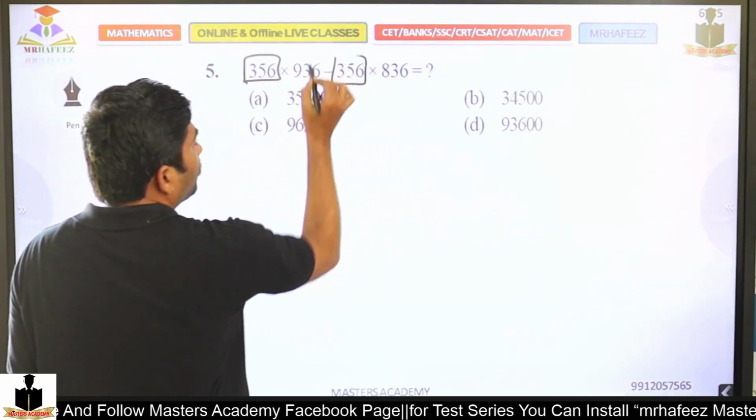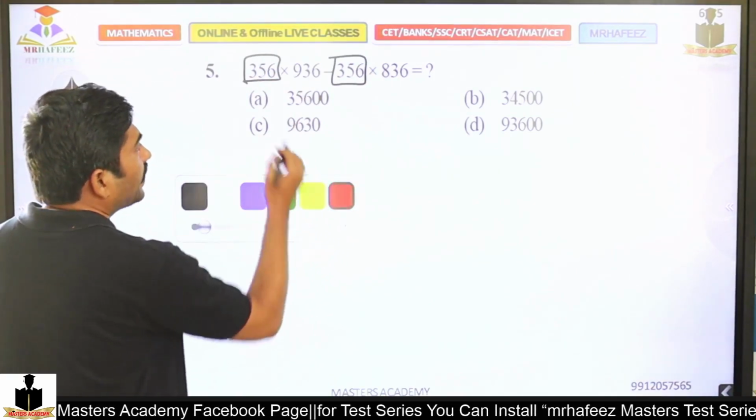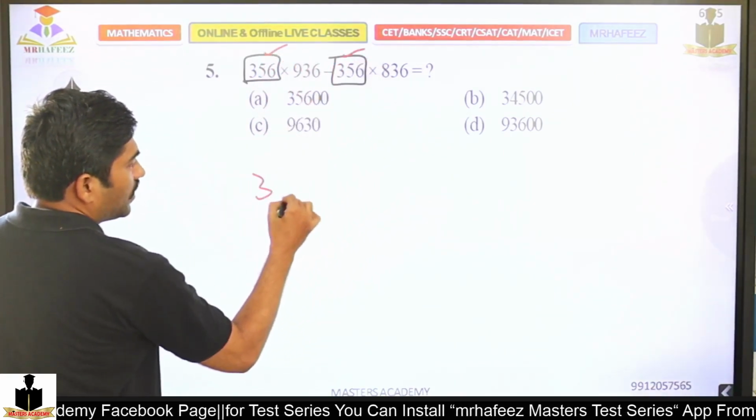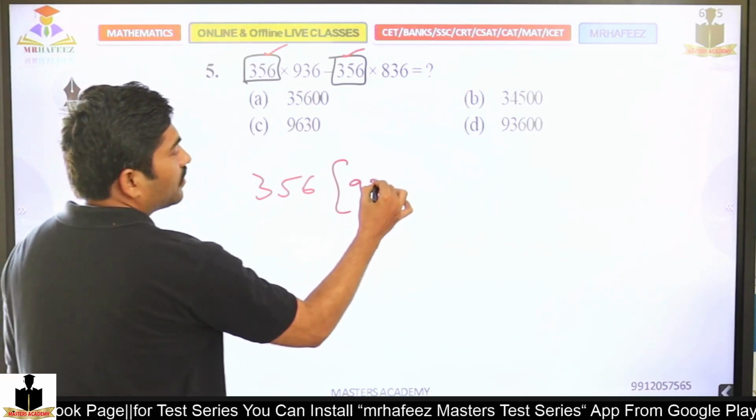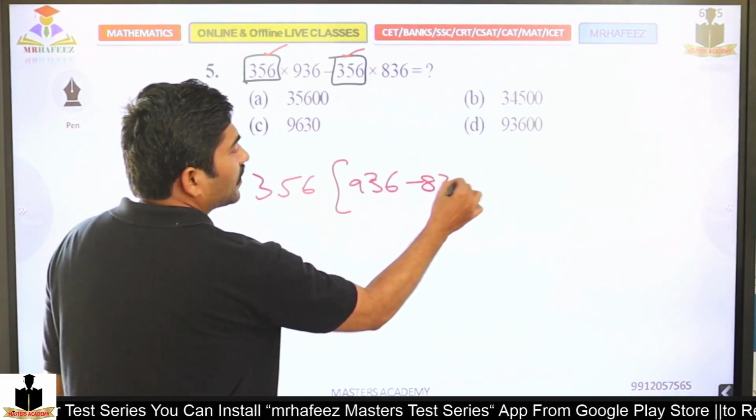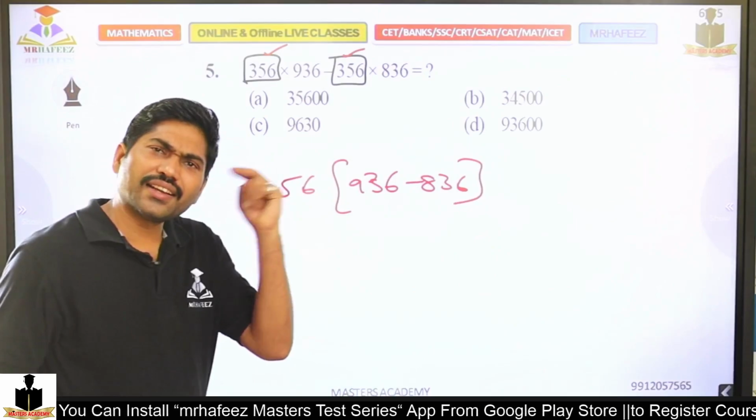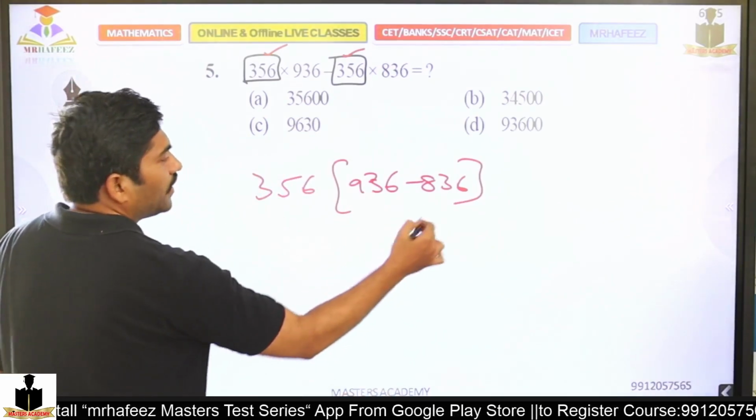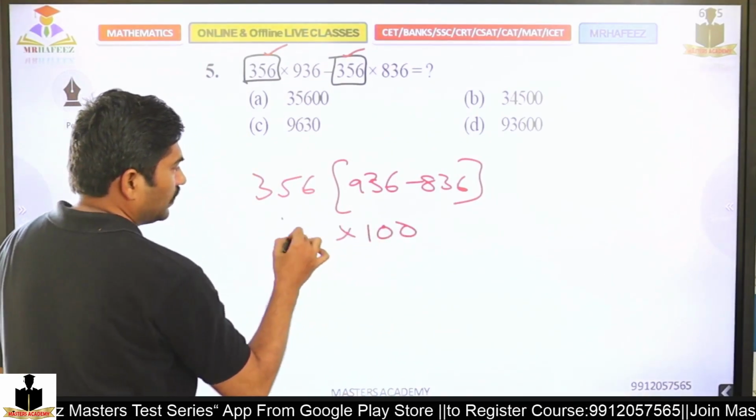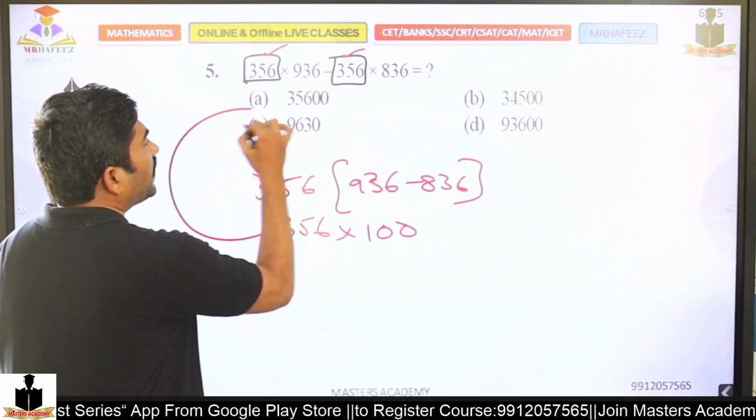356 and 356, I can take this as common. 356 into 936 minus 836. No need, this can be done in the brain. So the value here is 100 into 356. If I multiply, I will get it.